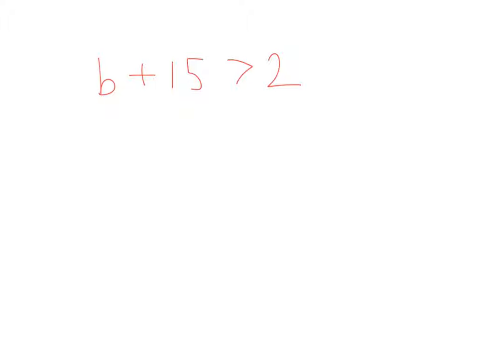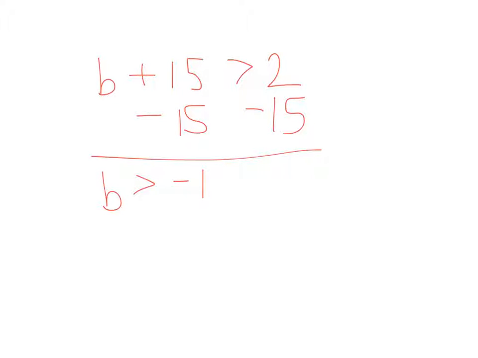So let's say instead I have this. b plus 15 is greater than 2. We're going to use the way we would normally use solving for equations. We're going to do the exact same thing here. We're going to subtract 15 from both sides. When we do that, we're left with b is greater than negative 13.